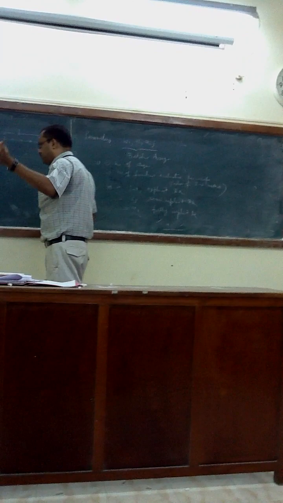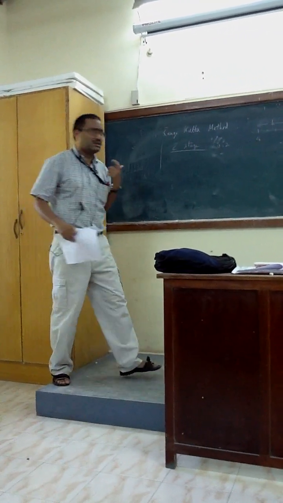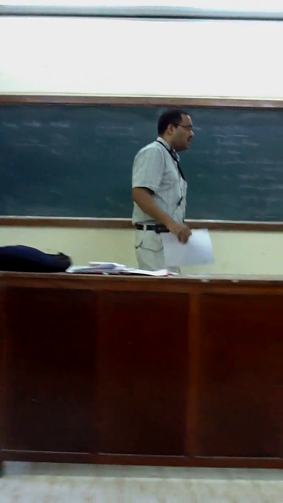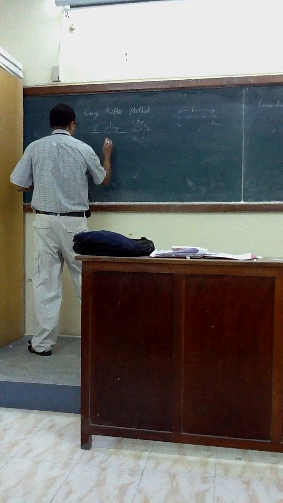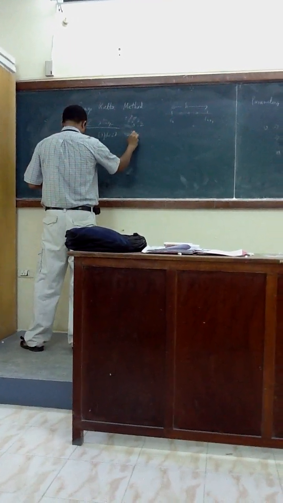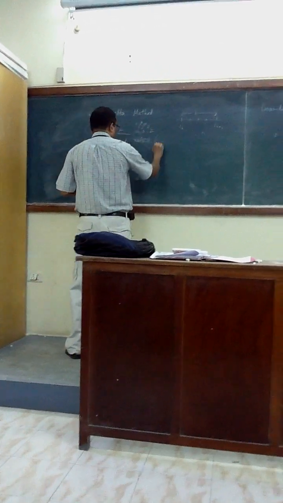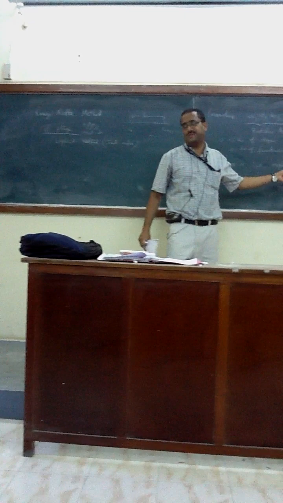So, explicit method, second order. Explicit method means m should be i minus 1. I am saying it is the explicit method. If m is i minus 1, we will see that interesting part.